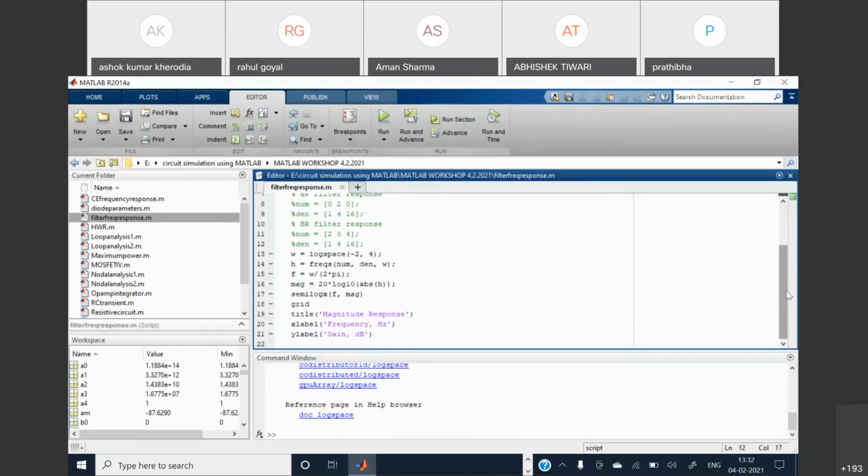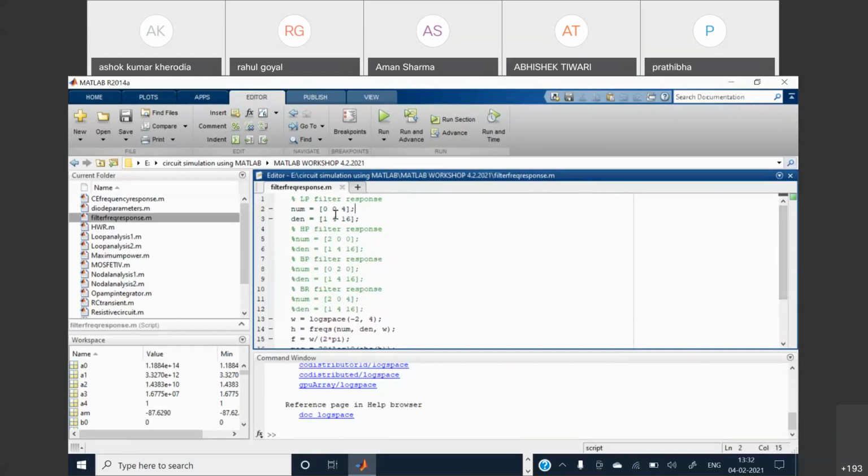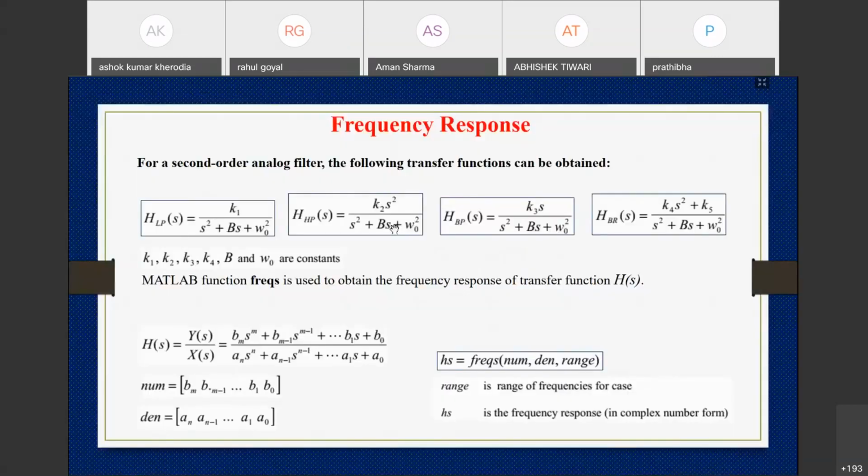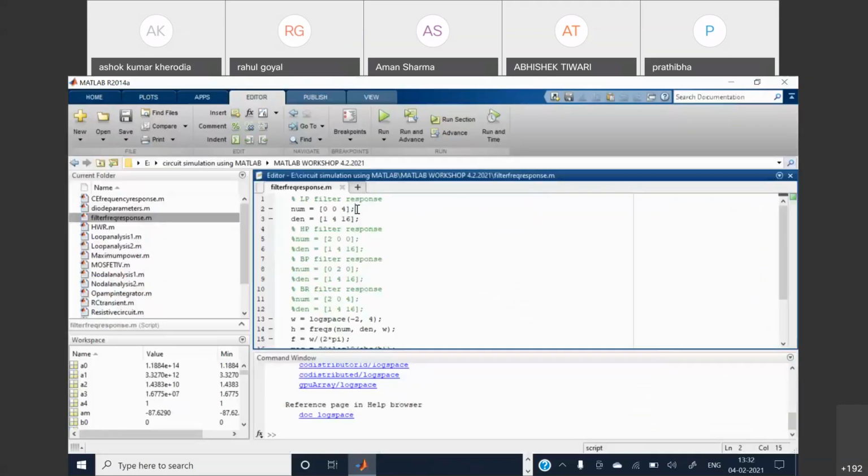Suppose I'm using this matrix 0, 0, 4. What does it mean? It means we have a constant in the numerator and a second order equation in the denominator, that is s square plus bs plus omega naught square. When I'm entering this, see, 0 0 4 in the numerator and 1 4 16, that is s square plus 4s plus 16, in the denominator, while in the numerator I have 4. So this will characterize the low pass filter. If I'm running this, what will I get?